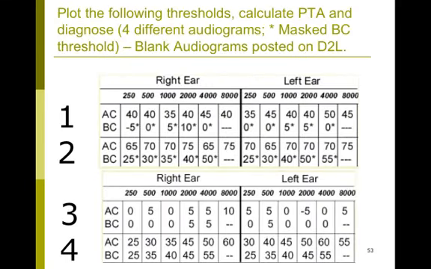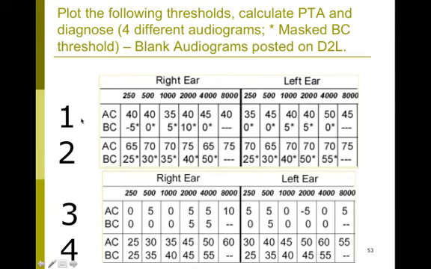Here are some pure tone thresholds that I want you to practice plotting on an audiogram, determining the pure tone average, and making a diagnosis. You might have to plot and diagnose audiograms for an upcoming quiz or for the final exam, so I wanted to give you this opportunity to do this with these practice audiograms.